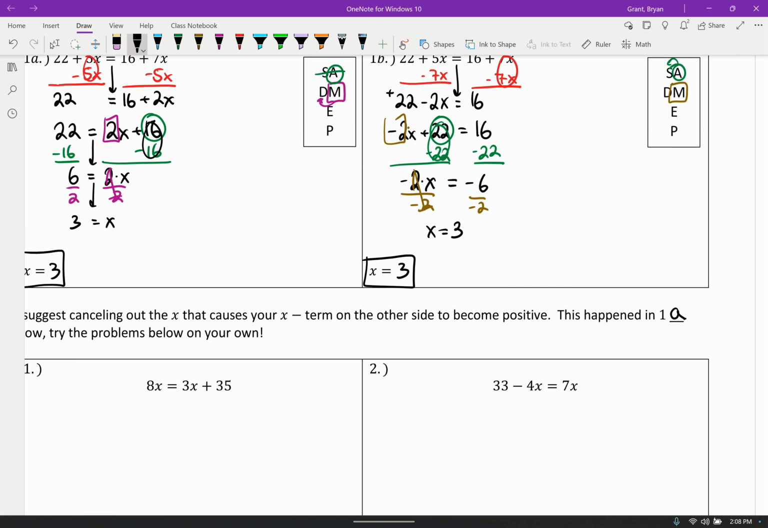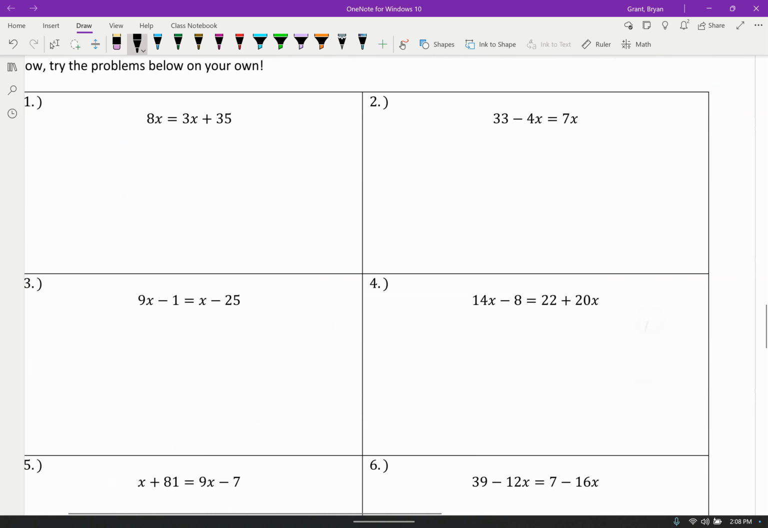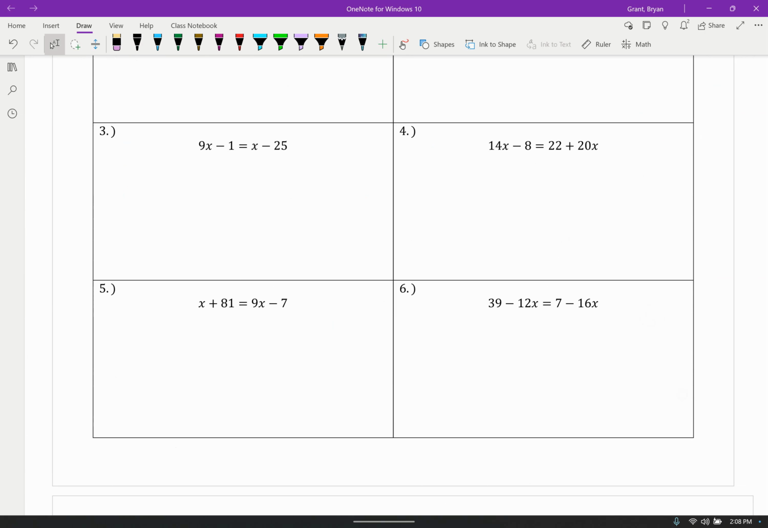Either way works, though. So I have 6 problems for you to try, and then we are on to our last page. Good luck. Unpause where you need any help. Ready, set, go.